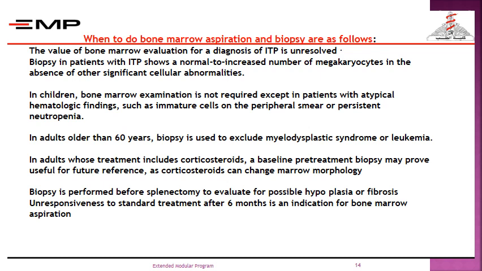In adults whose treatment will include corticosteroids, a baseline pre-treatment biopsy may prove useful for future reference, as corticosteroids can change marrow morphology. Biopsy is performed before splenectomy to evaluate for possible hypoplasia or fibrosis. Unresponsiveness to standard treatment after 6 months is an indication for bone marrow aspiration.